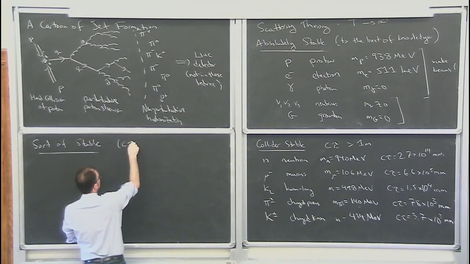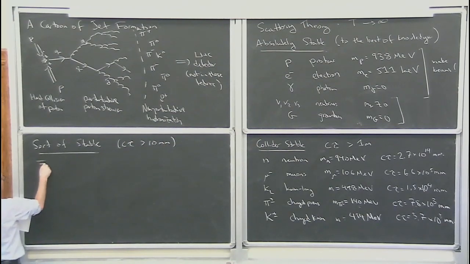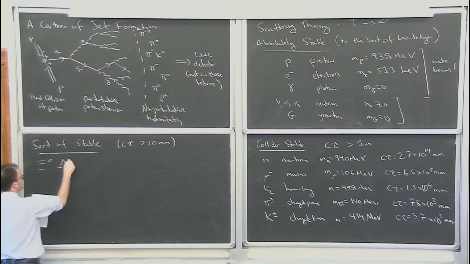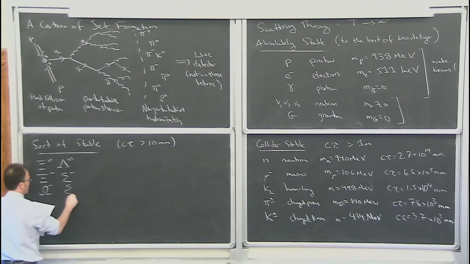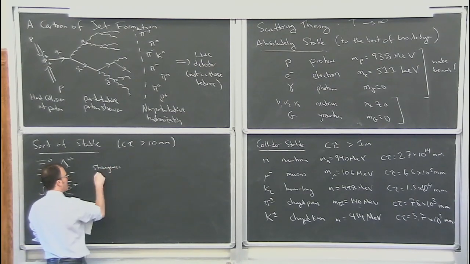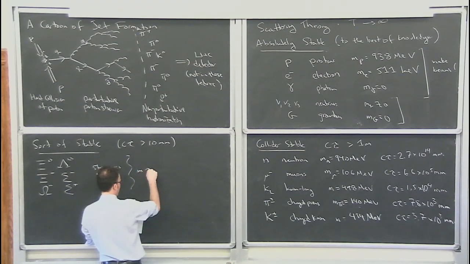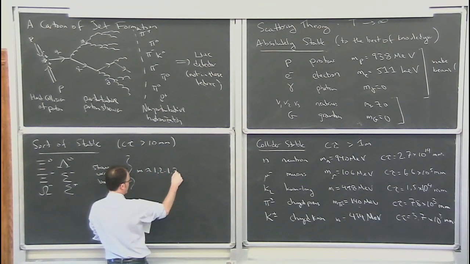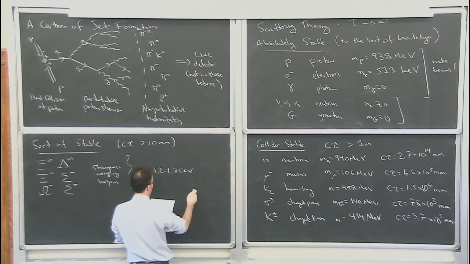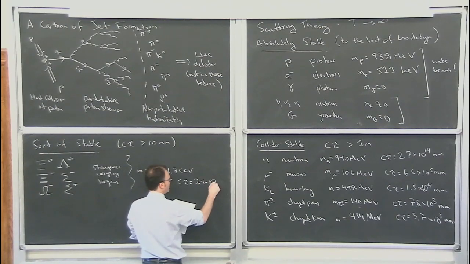Their lifetime, when converted to a length scale, is bigger than 10 millimeters. And this is where you start to get all these Greek letters emerging. And so we have a bunch of strangeness-carrying baryons. They have masses in the kind of 1 to 2-ish GeV range. And they have lifetimes which are annoying, so 24 to 87 millimeters.